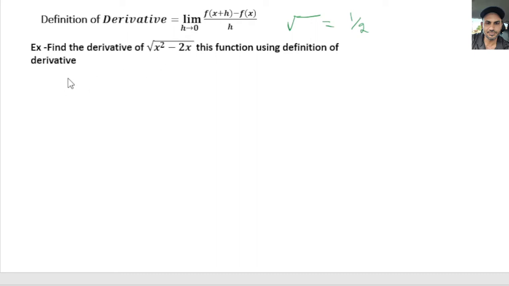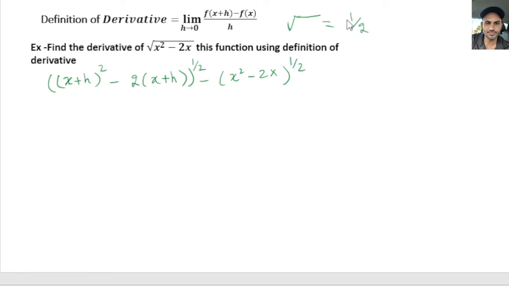So I'm going to plug in here. We have x. We're going to put x plus h here and square that. That's our first term in the function, minus 2 and x plus h. That's the second term in the function, and everything is raised to 1/2 power, which is the square root, minus the second one right here is f of x. So basically that is the function itself. So I'm going to be using just x squared minus 2x raised to 1/2.